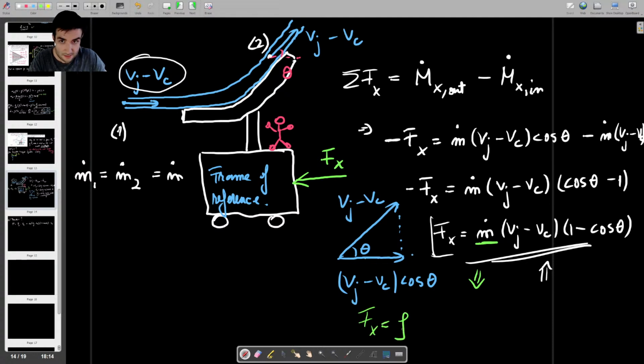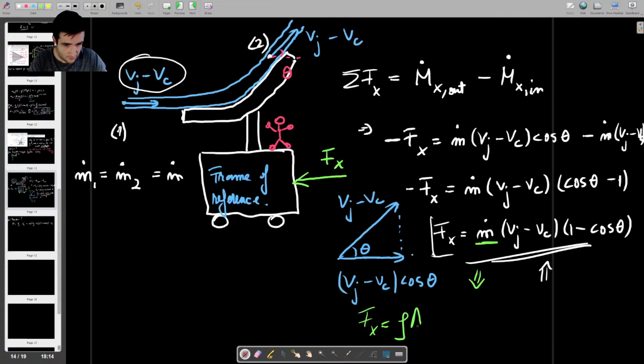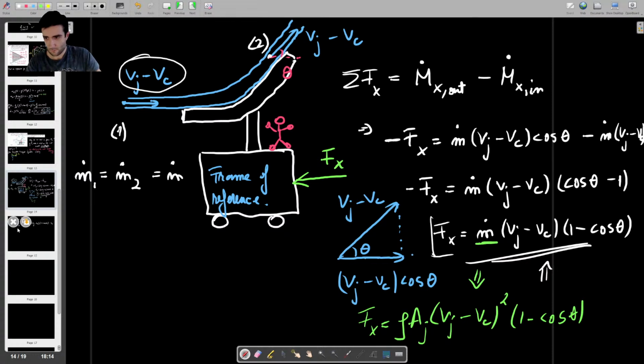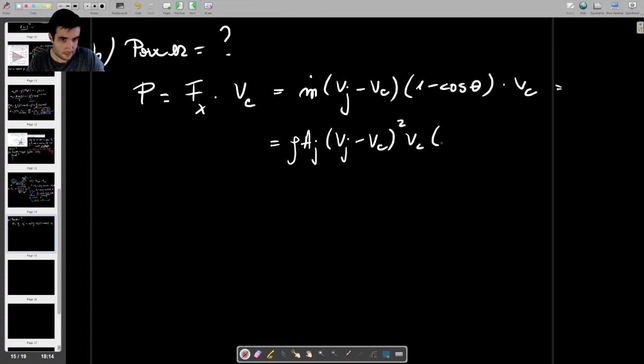So actually this Fx is equal to the density, and then we have Aj as the area, so this is rho Aj, and then the velocity going in is Vj minus Vc. So it's Vj minus Vc twice, so it's going to be squared, and this is going to be (1 minus cos theta), like that. Okay, so what we then have is rho Aj, then (Vj minus Vc) squared, and then we have another Vc, (1 minus cos theta). So we have this for the power.